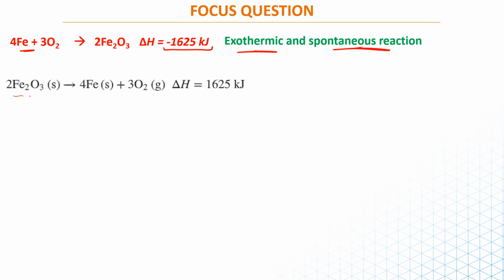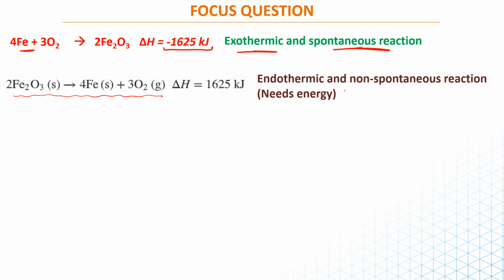Now, what is this thing? This is the reverse reaction, right? It is endothermic, and it's actually non-spontaneous because it's exactly the opposite. Since this one is exothermic, this one is endothermic. Since this one is spontaneous, this one should be non-spontaneous because it's exactly the opposite. We reversed the reactants and products, right?